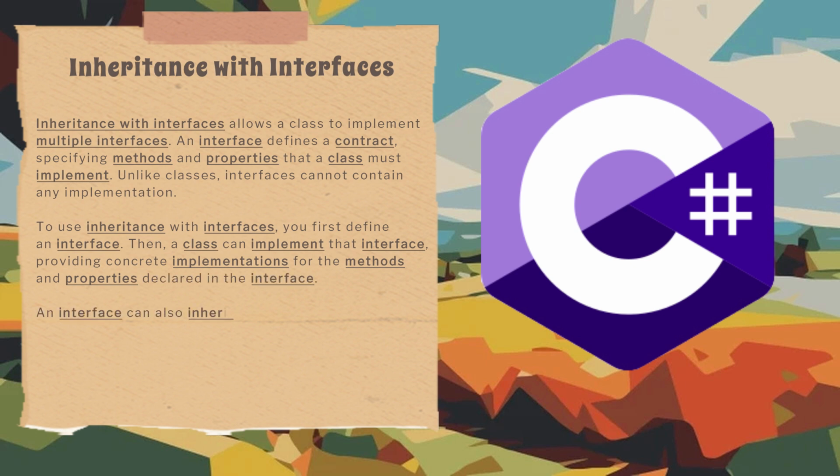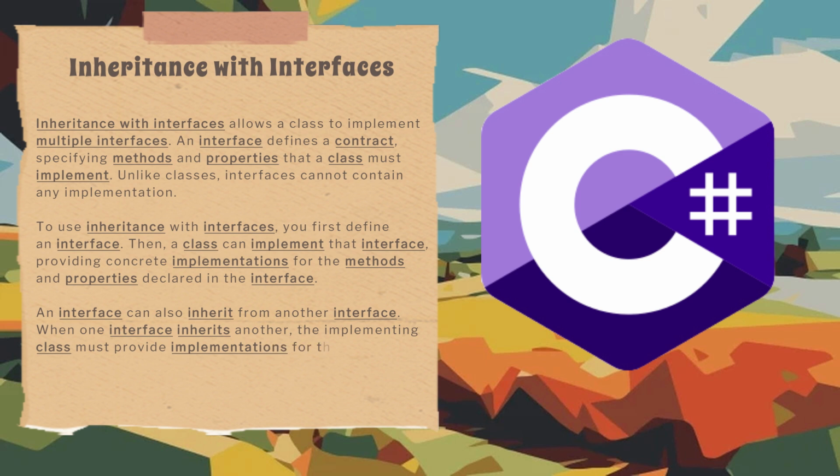An interface can also inherit from another interface. When one interface inherits another, the implementing class must provide implementations for the methods of both the parent and the child interfaces.